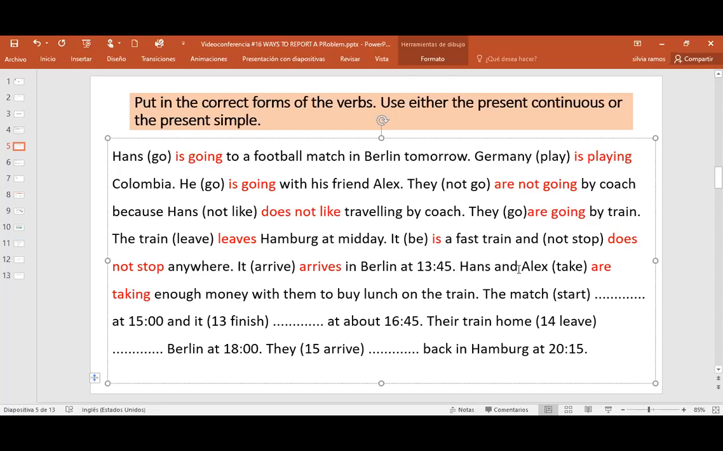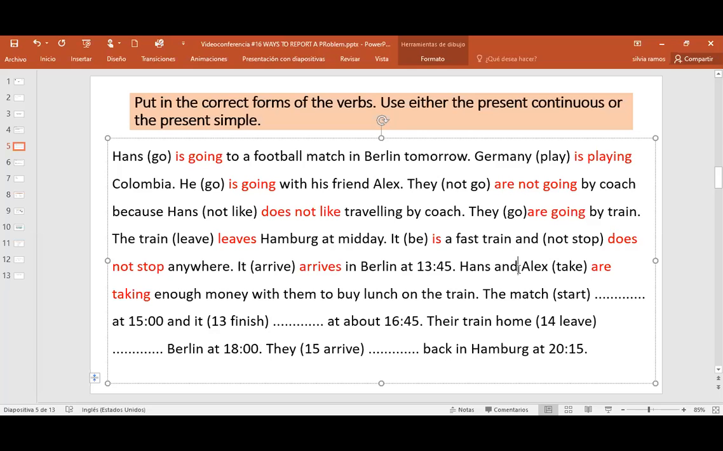Enough. Money. Listen. Not listen. Enough. No, no es enough. Escucha bien. Enough. Very good. Continue. Enough. Money. No, read from the beginning. Hans and Alex. Léala bien todo.